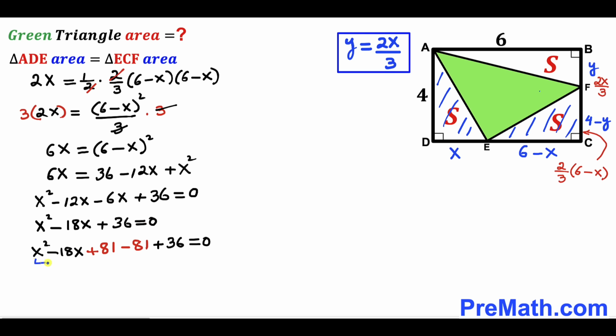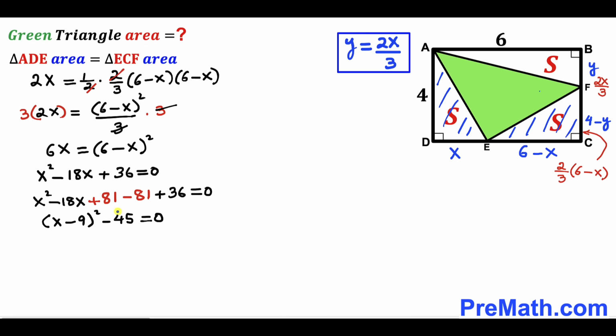And now we can see this represents the complete square of (x minus 9) whole square. And if we simplify these two, that is going to give us negative 45. So therefore we can write (x minus 9) whole square minus 45 equals 0. And now I'm going to move this negative 45 to the other side. And now I'm going to undo this square by taking a square root on both sides. So therefore this square and square root is gone.